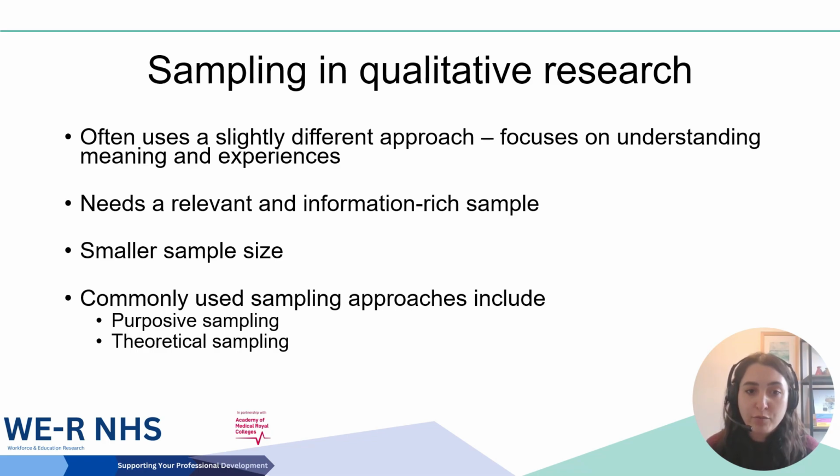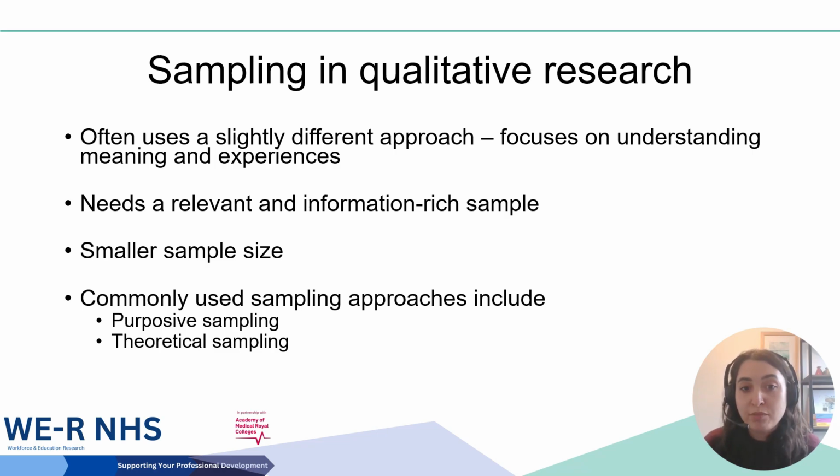Commonly used sampling approaches include purposive sampling and theoretical sampling. I'll now go through these in a bit more detail. So, purposive sampling is a method where participants are deliberately selected because they're likely to provide really rich, relevant, and detailed information about a research topic. Researchers choose participants on purpose because of what they know or what they have experienced.